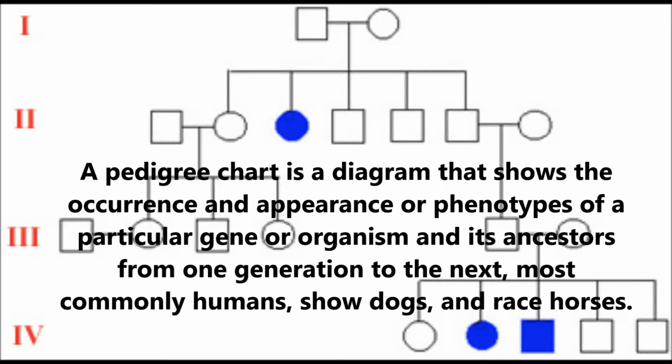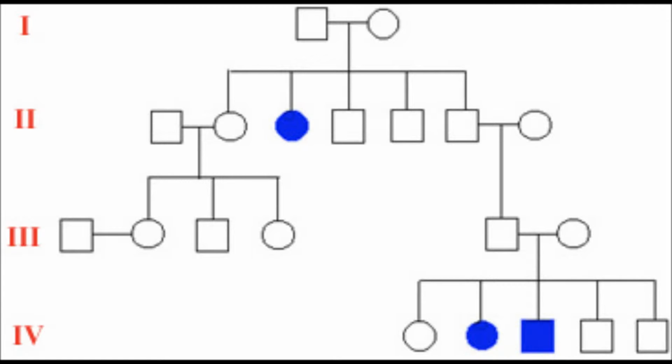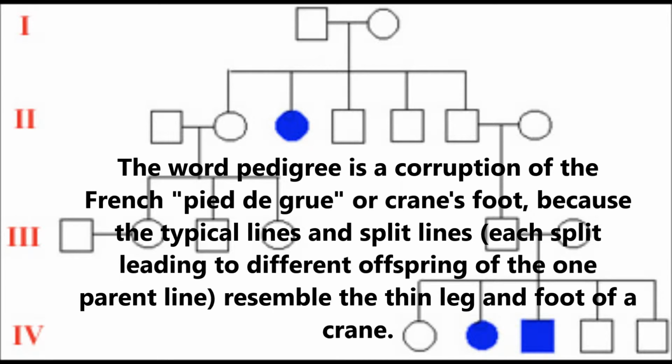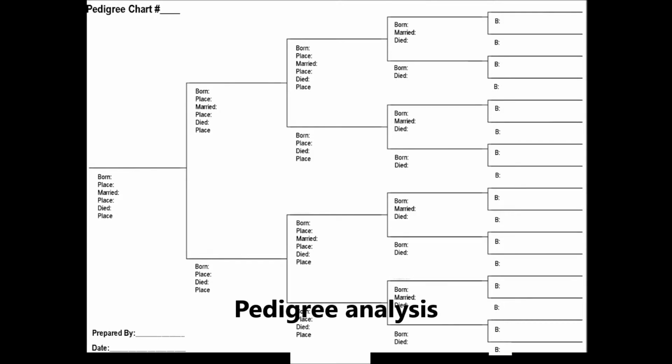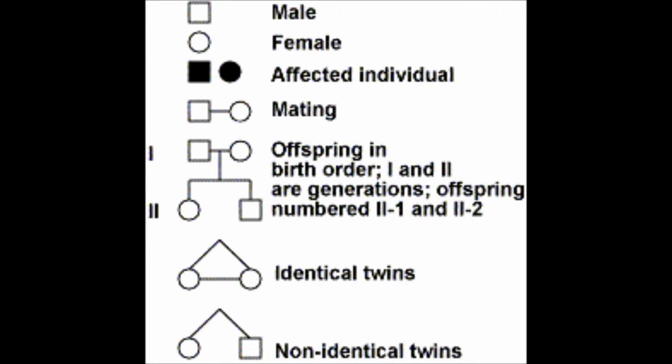Or phenotypes of a particular gene or organism and its ancestors from one generation to the next. Most commonly humans, show dogs, and race horses. To study inheritance of genes in humans.